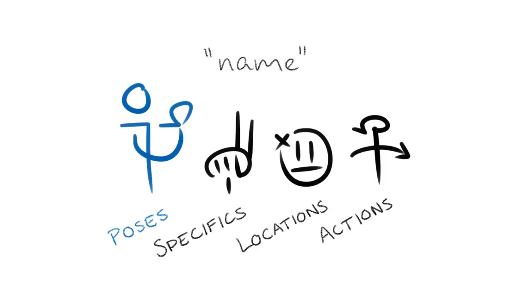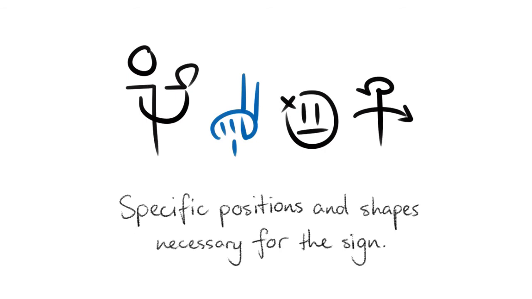But anyway, I'm just gonna hop straight into it and talk about the specifics and how they interact with poses. While poses tell the reader the general positions and shapes of the arms and hands, specifics, as the name implies, highlight certain specific positions and shapes of different body parts that are necessary to producing the sign.